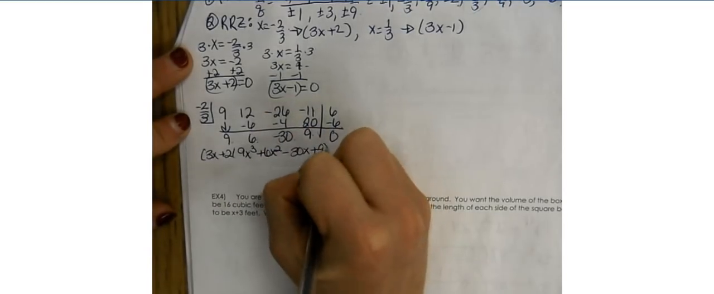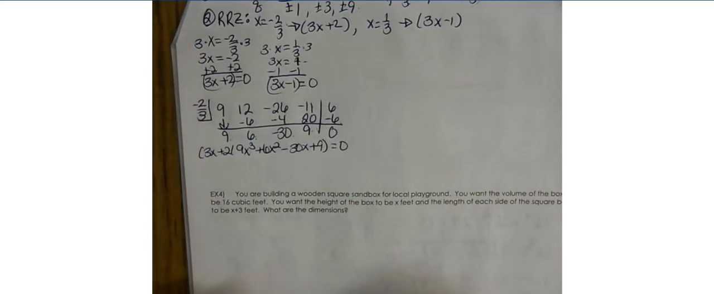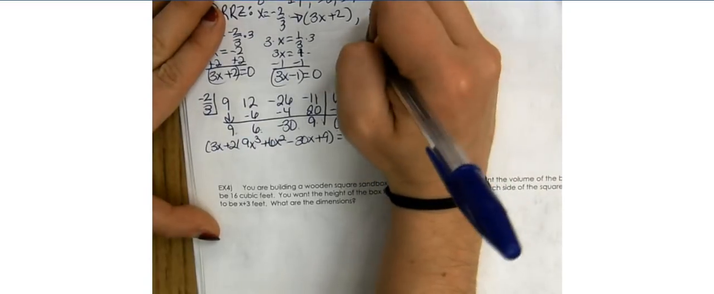So what we have so far is 3x plus 2 times 9x cubed plus 6x squared minus 30x plus 9, and that's equal to 0. That's what I have so far. So now I'm going to use synthetic division again, using this 1/3. So I'm going to write 1/3 inside of the box, and I'm going to write out the coefficients of 9x cubed plus 6x squared minus 30x plus 9. So that's a 9, 6, negative 30, and a 9.